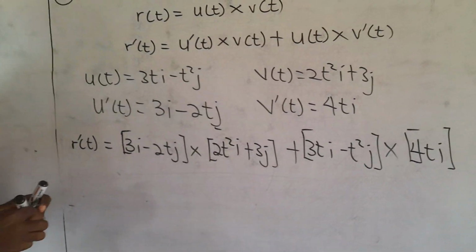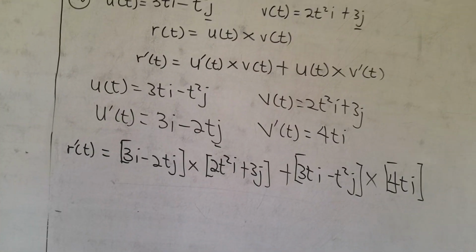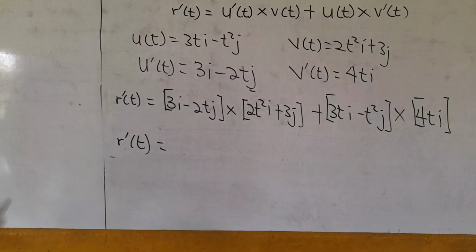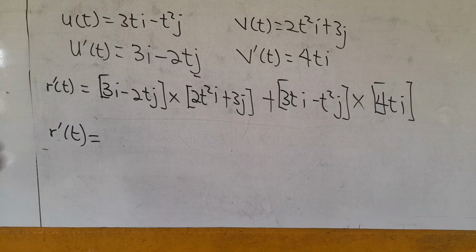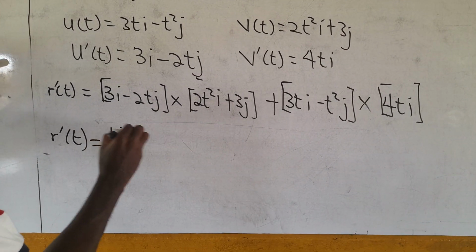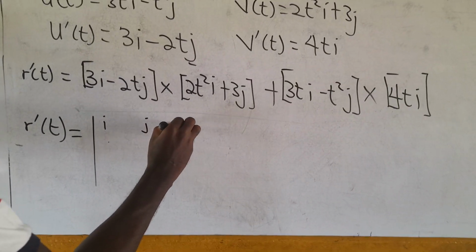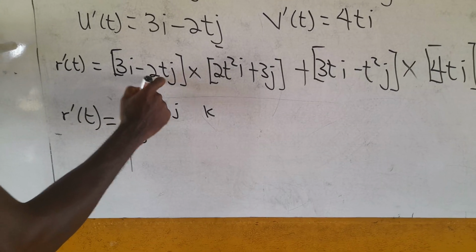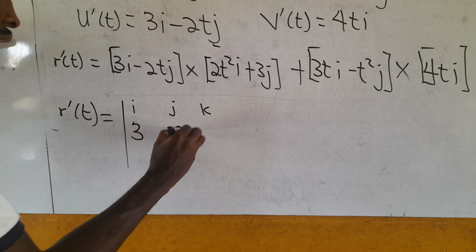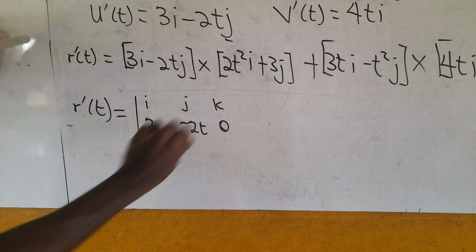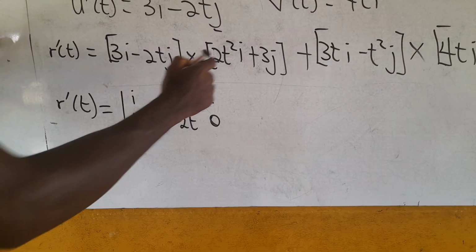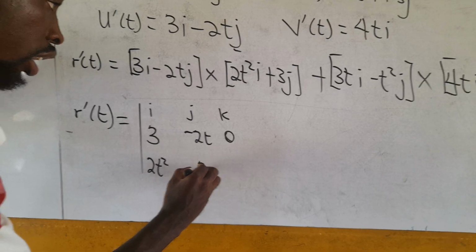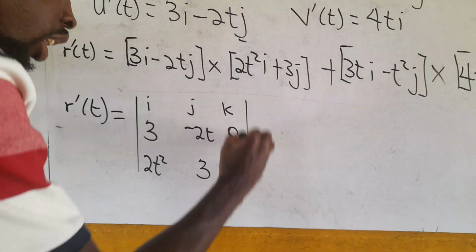So remember we said that the cross product of two vectors is just the determinant of a 3 by 3 matrix. And we can say that r prime of t will be the determinant of, the components i, j, and k form the first column. Then we write their coefficients under them. So the coefficient here is 3. The coefficient of the j direction is negative 2t. Since the k direction does not exist, we presume that the coefficient is 0. Then we have our 2t squared here, which is the i direction. The j is 3. The k does not exist, so it is 0.